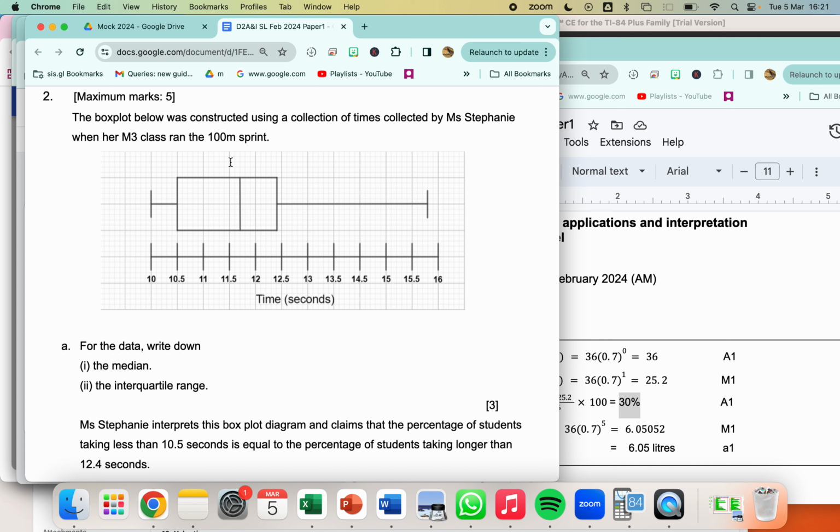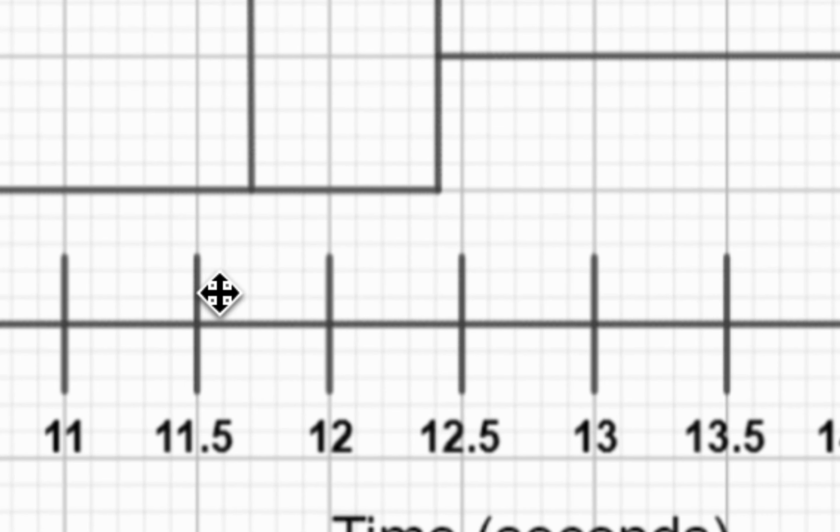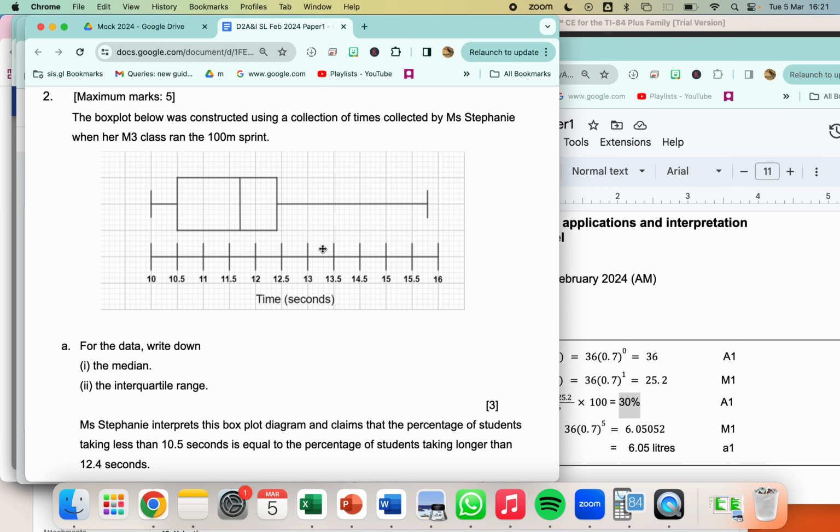This wants us to find out the median. So to find out the median, we look at the box plot. We check out the line which goes through the middle of the box, which is here. It's going to be between 11.5 and 12. And you can see there are 5 jumps. So each of these jumps represents 0.1. So it's going to be 11.7. I was a little bit lenient in the exam because the grid may have not been so clear.